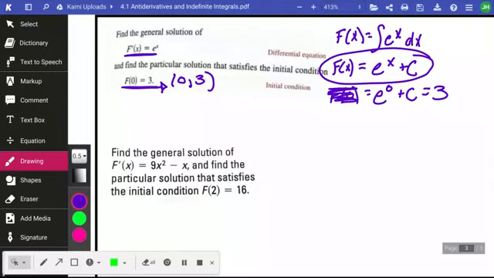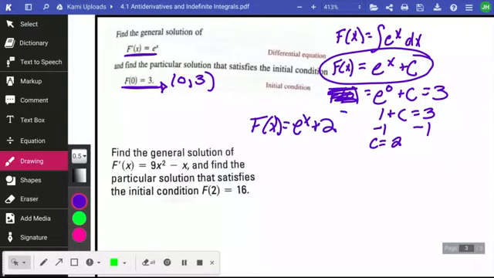How would I get c by itself? Well, I would simplify first. What's e to the 0? 1. So I have 1 plus c equals 3, minus 1 from both sides. So that c is equal to 2. And then I'll rewrite my particular solution as f of x equals e to the x plus 2.